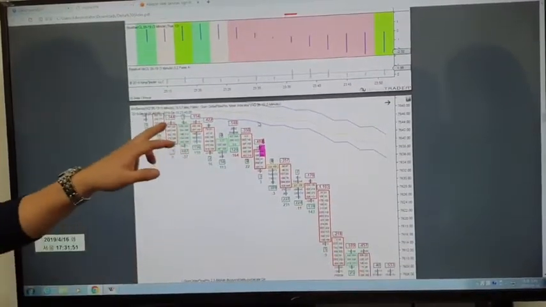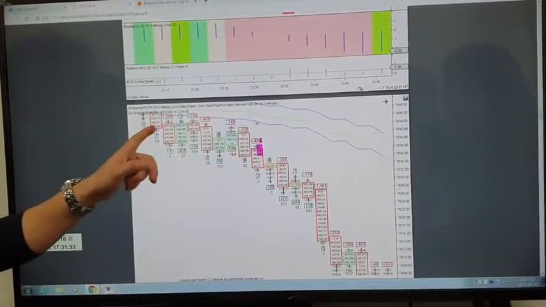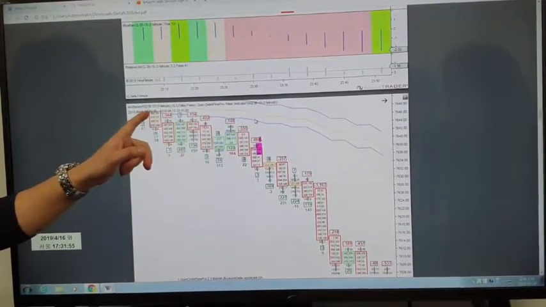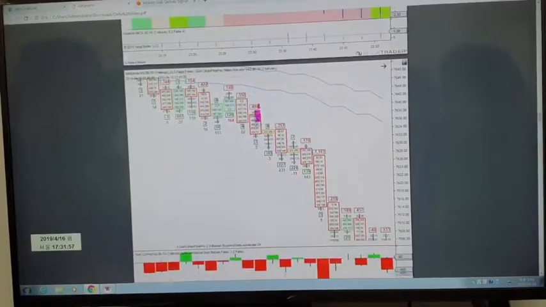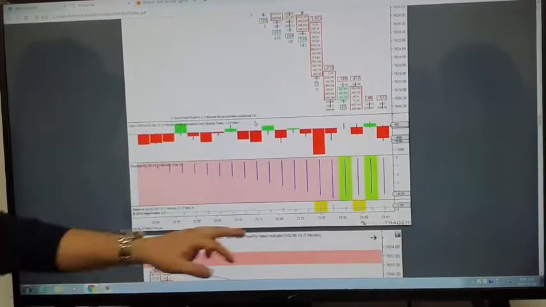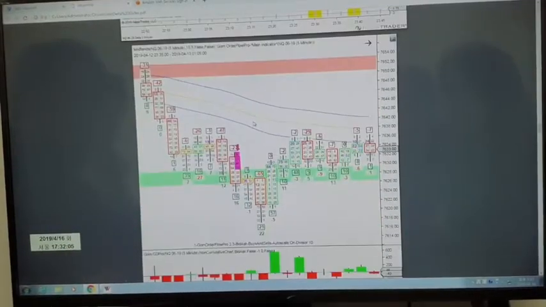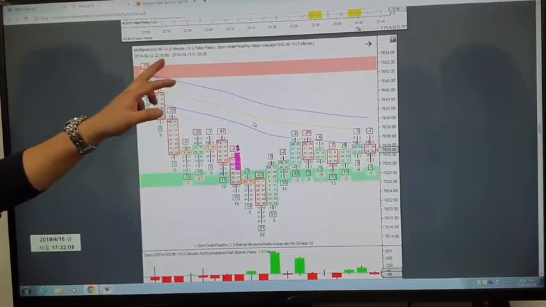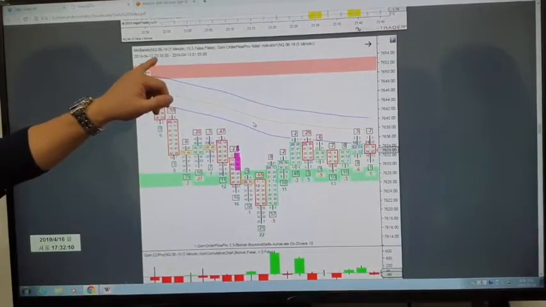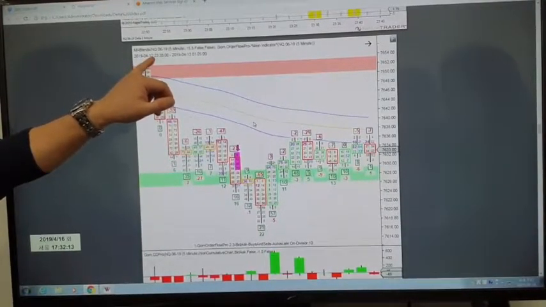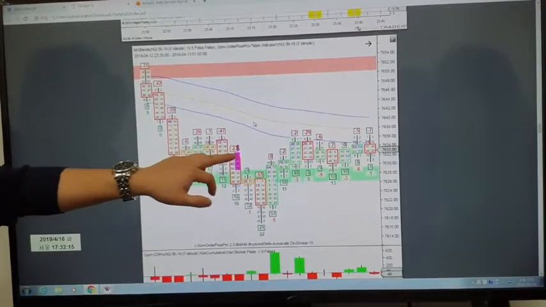So this is also from last night. This is the Nasdaq futures, 3 minutes, from last night around 11 p.m. So that's the automatic signal. This is the Nasdaq 5 minute from last week, Thursday. So that's the sell signal.